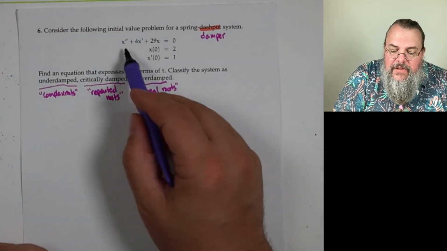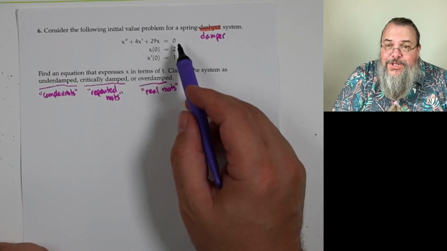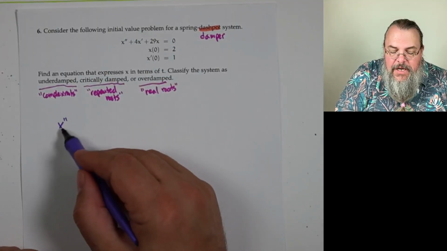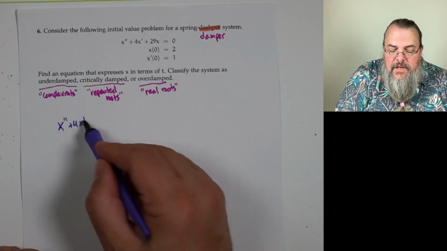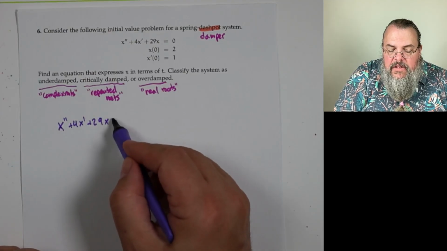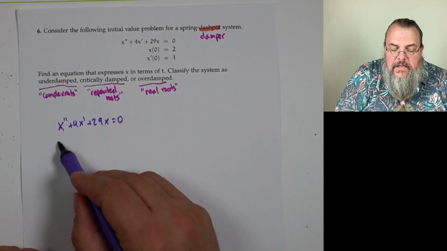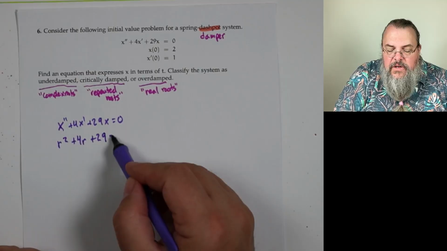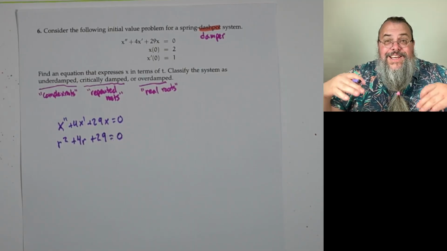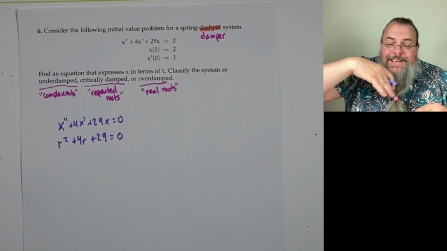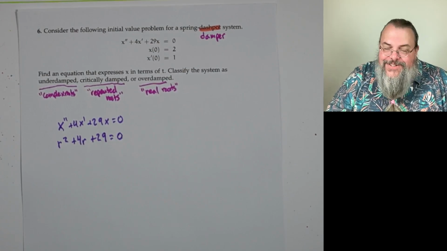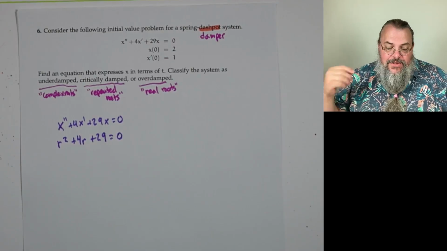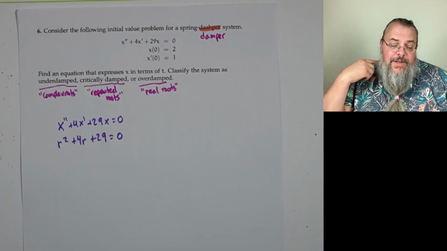We have a nice constant coefficient, homogeneous, our favorite kind of differential equation. So we start by saying x double prime plus 4x prime plus 29x equals 0. Turn that into an algebra problem, the auxiliary polynomial. You know, this class is basically an algebra class with the fun calculus candy coating on the outside. All right, now from here, we're going to solve for the roots. There's a couple of ways to do it. It just depends on what you're comfortable with.